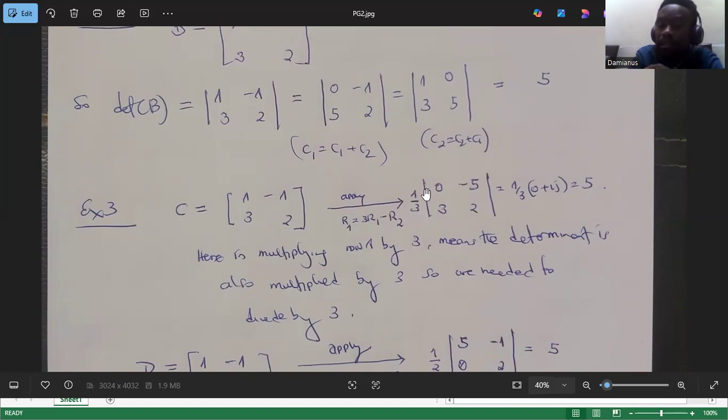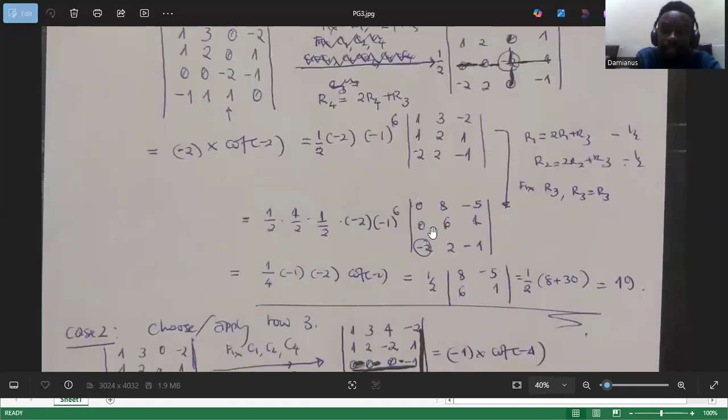Now, what's the determinant of the new one if I hide this part here? It will be 0 times 2, which is 0, minus 15, which is 15. So you need to divide by 3. That's why it's 5 like that. Okay? And that more or less ends the way they work.